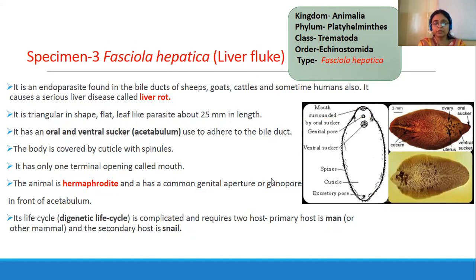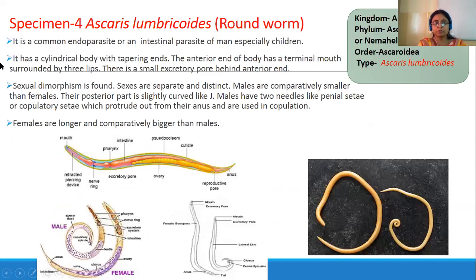Now moving on to the next specimen. Specimen 4 is the Ascaris. Here you can see the Ascaris lumbricoides or the roundworm. Fine. Now this is the classification. Kingdom is Animalia. Phylum is Aschelminthes or Nemathelminthes. Order is Ascaroidea and type is Ascaris lumbricoides.